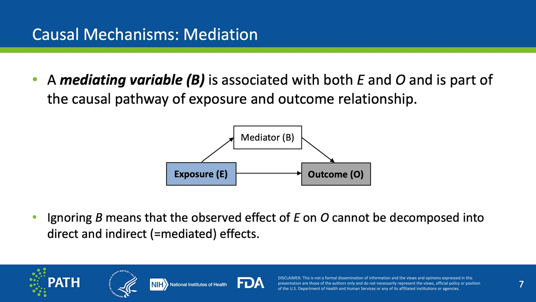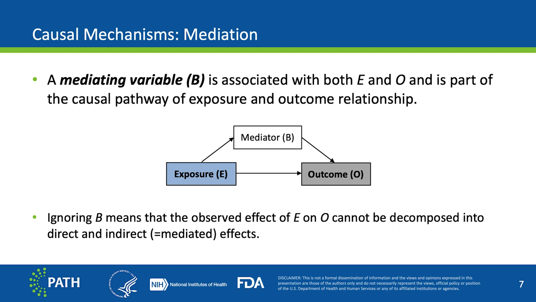The next causal mechanism, mediation, is different. It's also a variable, the mediating variable B, that's in between the exposure E and outcome O, but in a different way because it's part of the causal pathway. You can have different versions of this. You can have the exposure affecting the outcome either directly, only through the mediator, or through both.